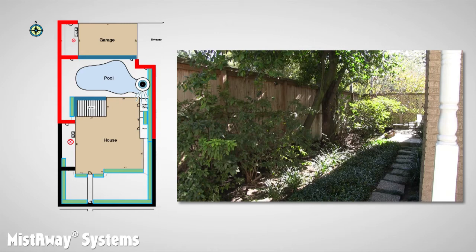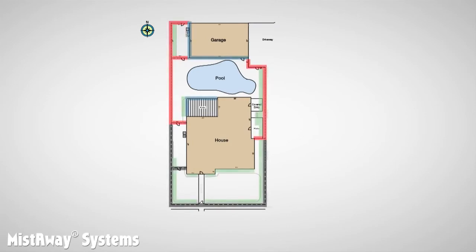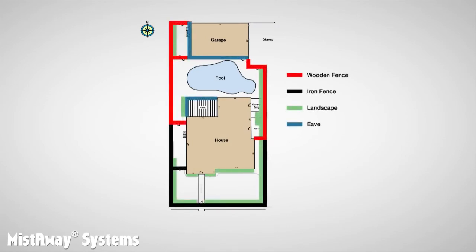So that finishes our tour. Let's summarize what we've seen and conceptualize the nozzle circuit. Here is the complete schematic with potential nozzle installation surfaces noted. We know we want to concentrate on the backyard and avoid the front.